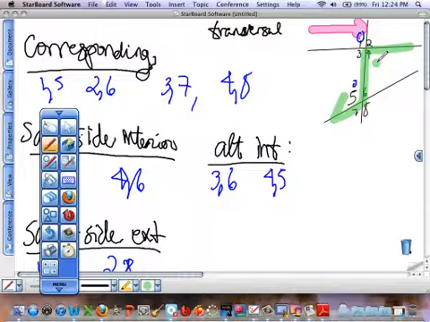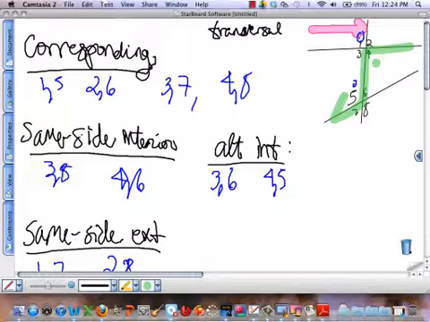Finally, what can you guys tell me about alternate exterior? On the outside. Okay, all right, that's it. All you have to be able to do tonight is identify which ones are which. Let's keep this very simple. Here's what I do want you guys to do. Let me finish this up here.